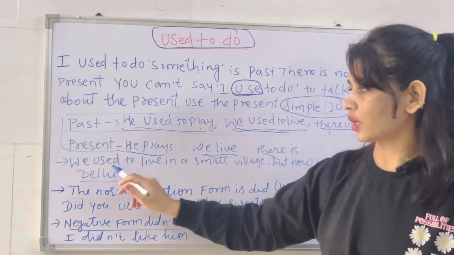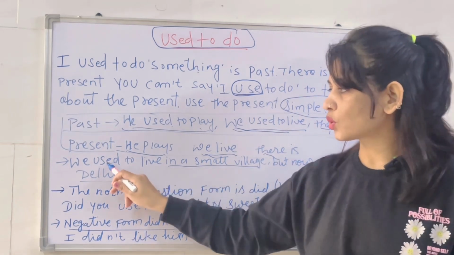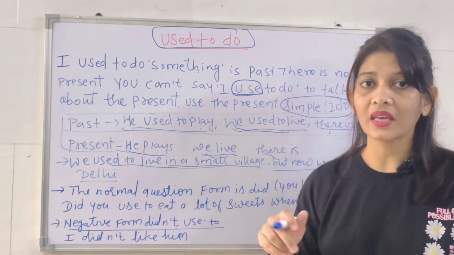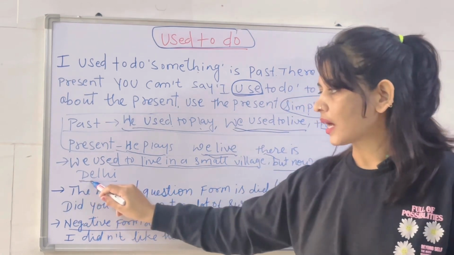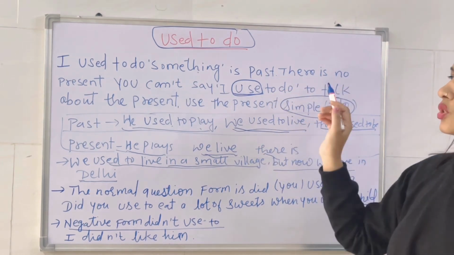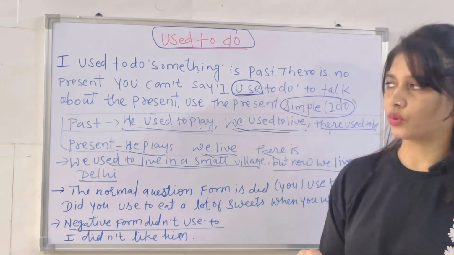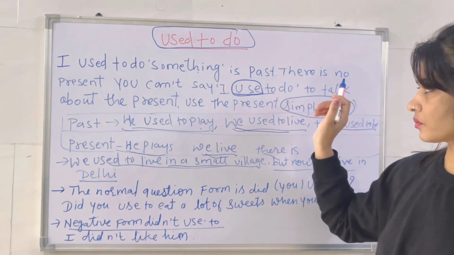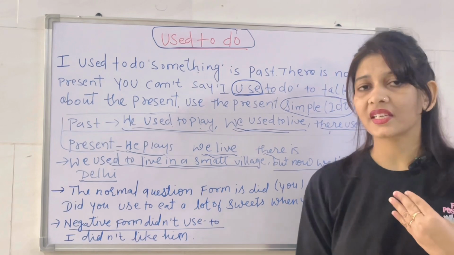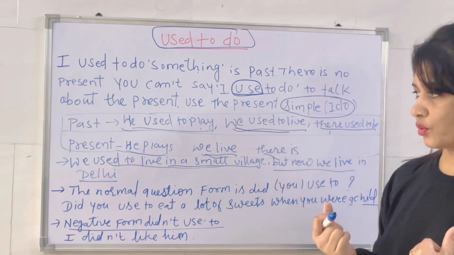Got my point? Okay, we used to live in a small village. हम एक छोटे से गांव में रहते थे. We used to live in a small village, but now we live in Delhi. Where are we living? We live in Delhi. Okay, understand that "I used to" talks about something in the past, there is no present. हम कुछ बातें कर रहे हैं जो कि पास्ट में होती थी बट अभी प्रेजेंट में नहीं होती है, तो you cannot say "I used to do". Okay, you talk about the present, use the present. अगर आप प्रेजेंट की बात कर रहे हो, तो you have to use the present.